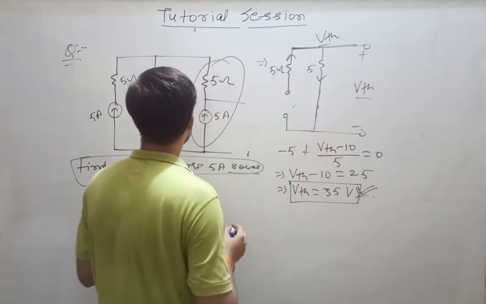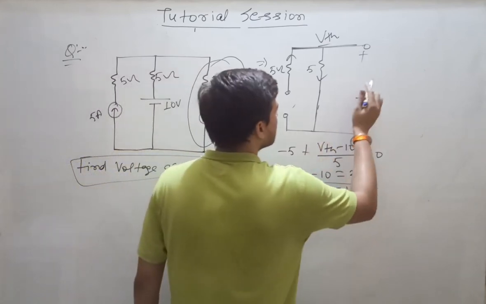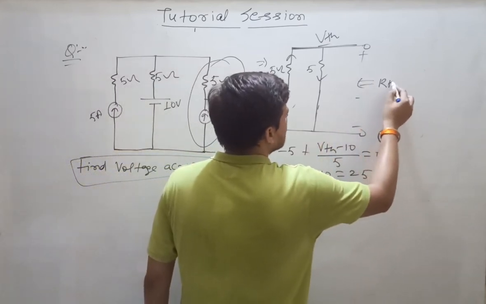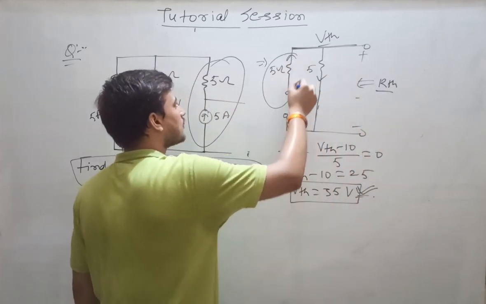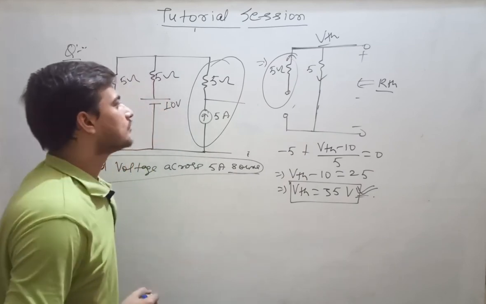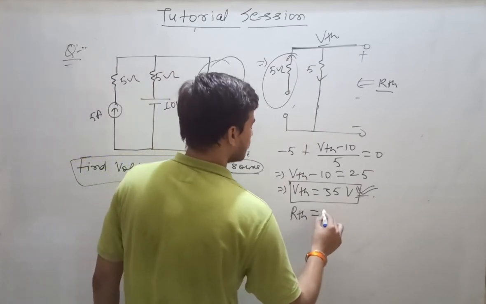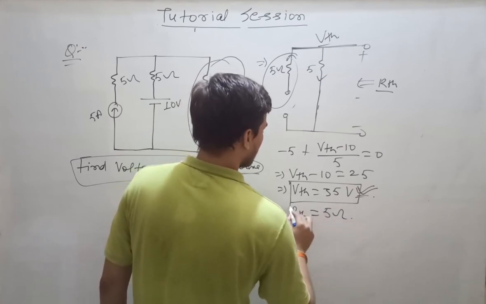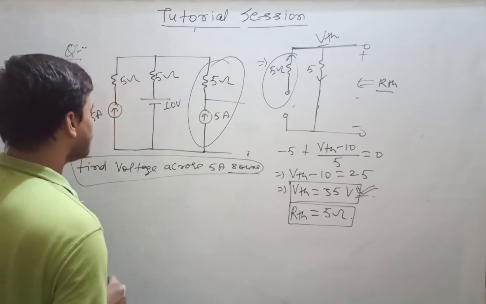Here voltage source will be short circuited. So once you find RTH, for RTH there is only single resistor because this resistor will not come into the picture. So here RTH is equal to how much? RTH will be equal to 5 ohm. Clear?